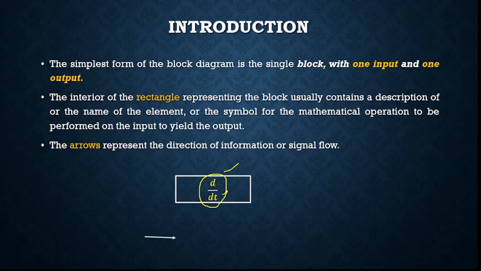What is the input? It is given by the inward arrow. The output is given by the outward arrow. So x is the input and y is the output. This is the normal terminology used for representation of the system, input and output.